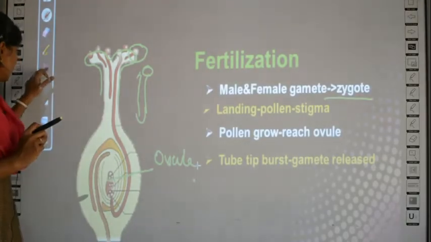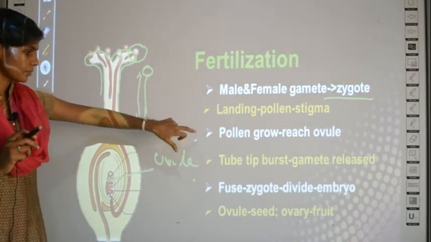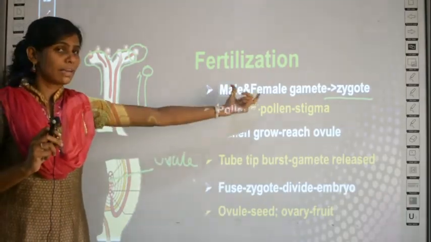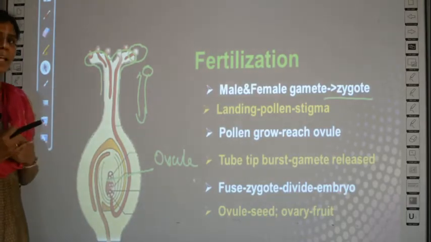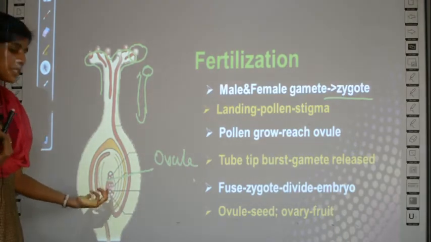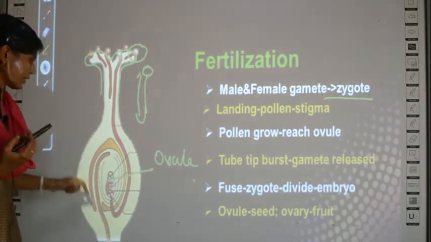The next step is fusion. I told you, there is fusion of male and female gametes. So, which is the male gamete here? The pollen grain is the male gamete. Which is the female gamete here? The ovary is the female gamete. Why? See, it reaches the ovule. Where is the ovule? The ovule is inside the ovary.